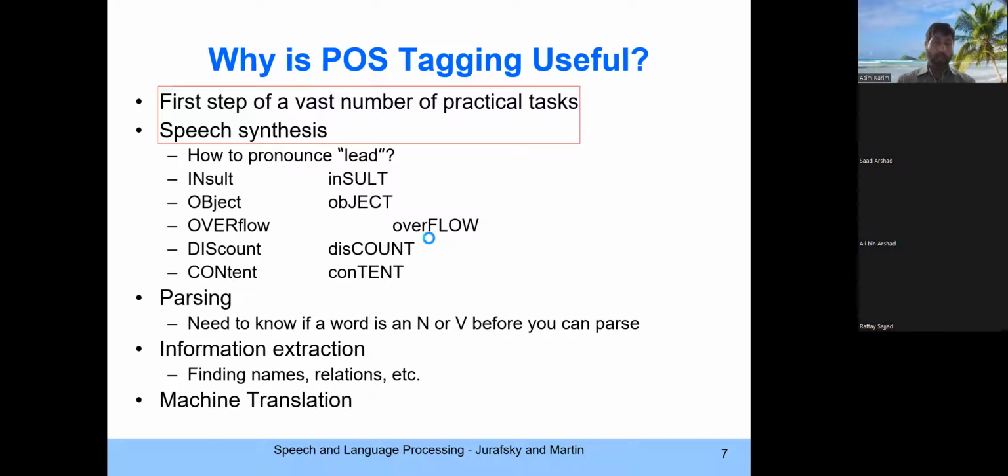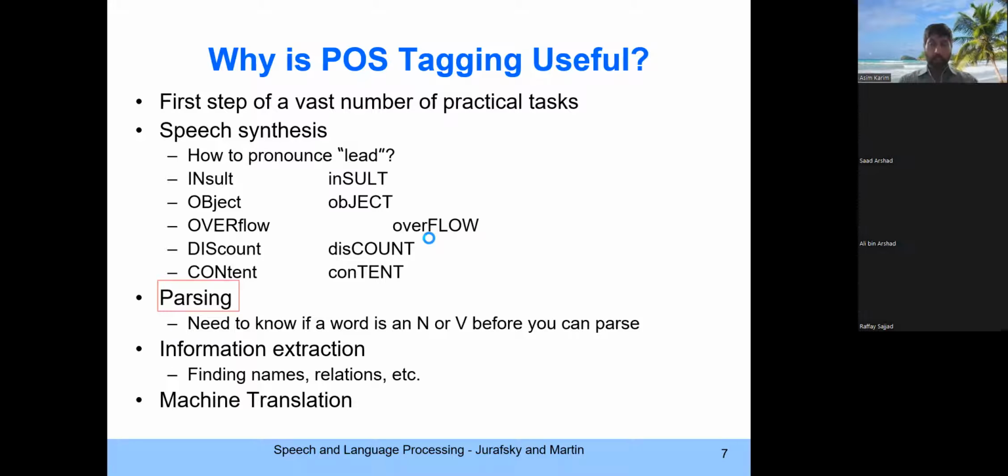For example, the past tense read is also spelled the same way as the verb read. And there are of course many other such examples. POS tagging is also important for some basic steps as well, for information extraction, for stemming, for lemmatization. There are some other examples for speech synthesis given here.